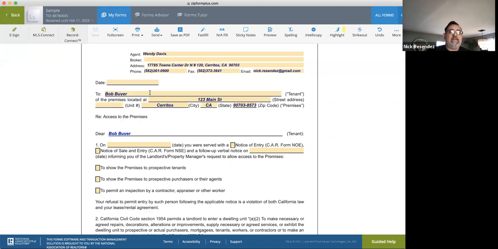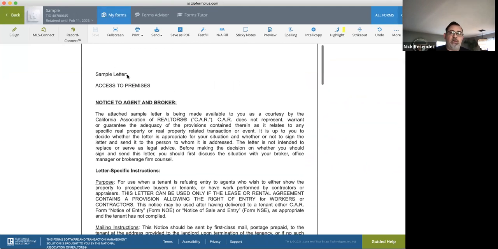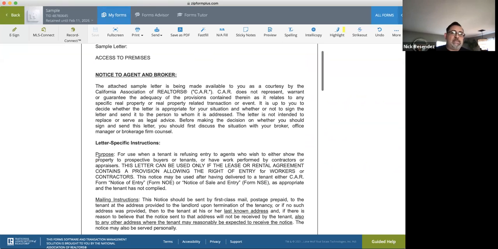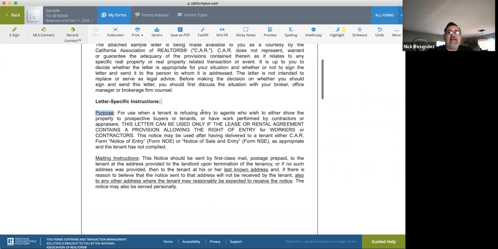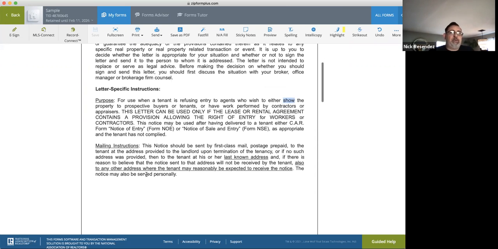Now, all of them are going to have a cover letter, okay? And most of them are going to say what the purpose is. The reason why I chose this one is because it's for tenants, and we don't normally do property management, but we do show tenant occupied property. And it says here the purpose: for use when a tenant is refusing entry to agents who wish to show the property to prospective buyers or tenants, or have work performed, i.e. meeting a handyman, okay? So read the cover letter and then look at how it should be delivered.